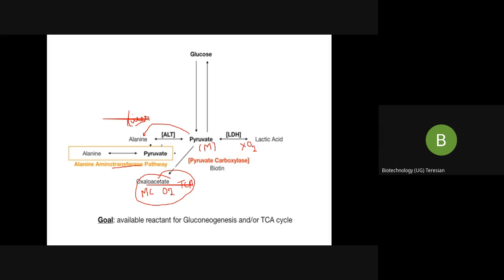So why is this oxaloacetate necessary? Oxaloacetate is necessary because it has to run the TCA cycle, and simultaneously it acts as a reactant for your gluconeogenesis. That is, conversion of your pyruvate into glucose is known as gluconeogenesis. So there oxaloacetate is required for the continuation of the reaction. Which reaction? Gluconeogenesis. So this is also a reversible reaction. But here you can see it is non-reversible.